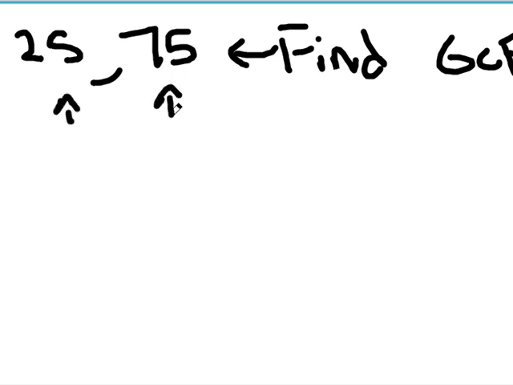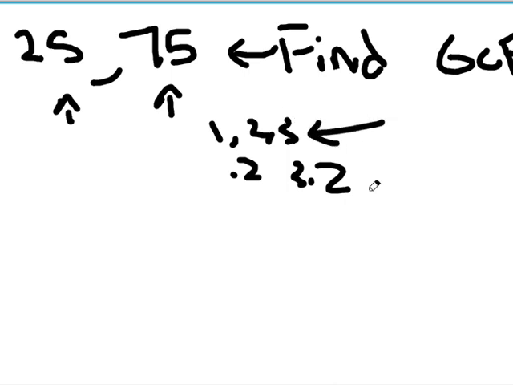What is the biggest number that these two can be divided by, which would still leave the answer to be a whole number? In other words, a number like 1, 2, 3, not like 0.2 or 3.2. So we're going to try to find the biggest number these two can be divided by that is still a whole number. In other words, not a decimal.